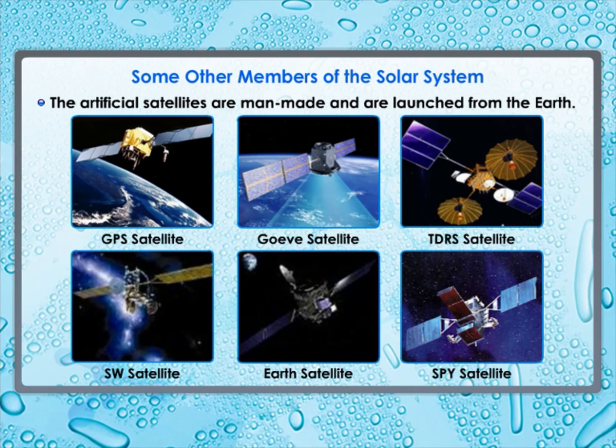Artificial satellites have many practical applications. They are used for forecasting weather, transmitting television and radio signals. They are also used for telecommunication and remote sensing.